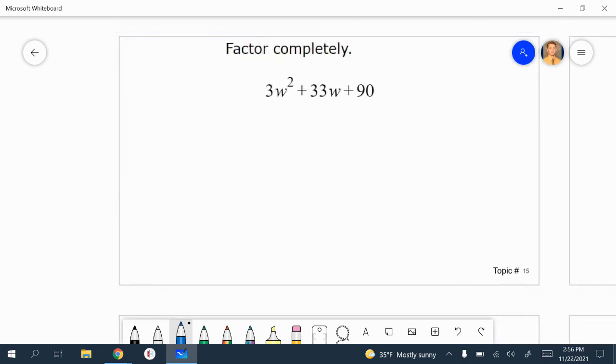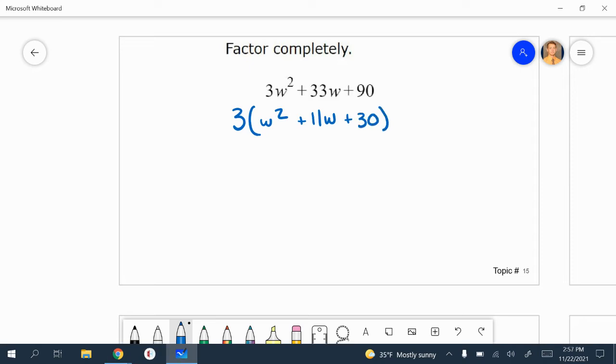Topic number 15. Again, we're getting into some territory here where if we're absolutely confused, we need to get help, but we're going to start going through this. So I see right away that I should pull something out of each of those terms to make this problem easier. We've got some really big numbers going on right now, but I know I can pull a 3 out of everything. So I'm going to do that first. I'm going to pull out a 3. That's going to leave me with w squared plus 11w plus 30.